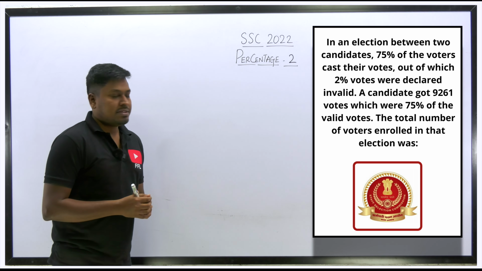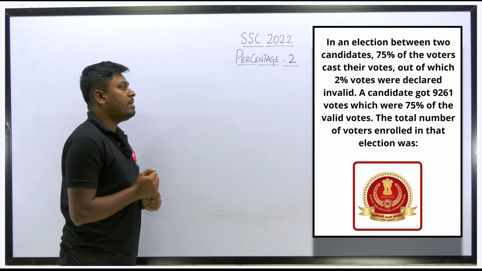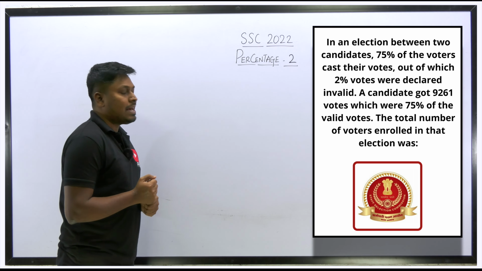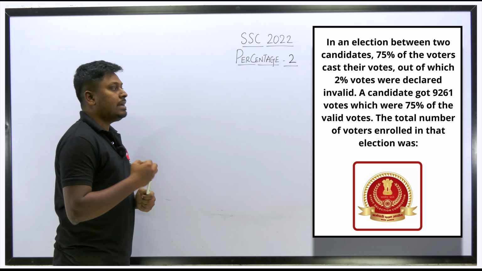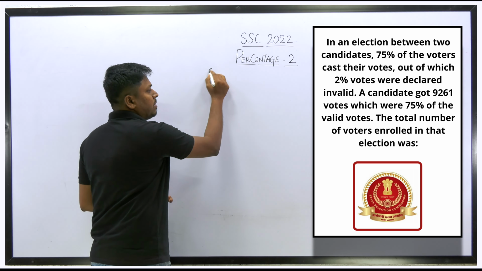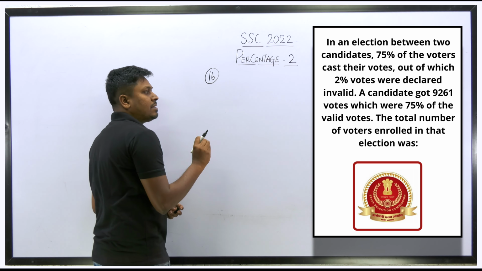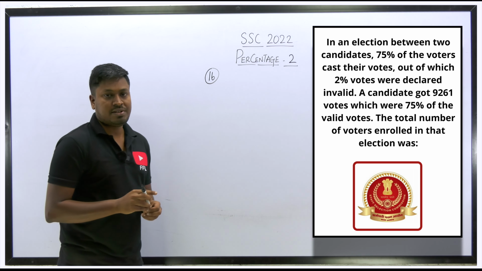Question number 16. In an election between two candidates, 75% of the voters cast their votes, out of which 2% of votes are declared invalid. A candidate who got 9261 votes, which were 72% of the valid votes. The total number of votes enrolled in the election was?